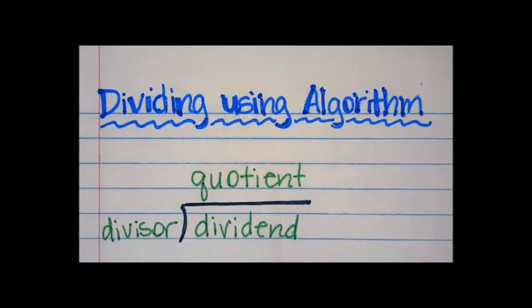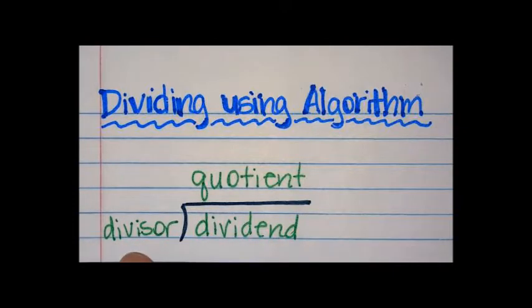We are moving on to the next phase in our learning, dividing using algorithm. I'm giving you a little picture here of what it looks like when you have numbers in a division problem. You have what they call the dividend right here in the division house, the divisor on the outside, and then the quotient. I'm going to put another picture with this so that you can get a better idea of what these things mean.